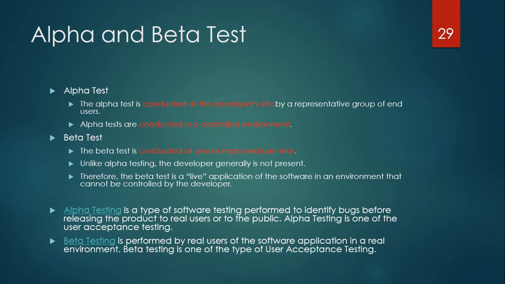Unlike alpha testing, the developer generally is not present. Means during beta testing, the developer will not be present there. Therefore, the beta test is a live application of the system in an environment that cannot be controlled by the developer. Alpha testing is a type of software testing performed to identify bugs before releasing the product to real users or the public. Alpha test is one of the user acceptance testing. Beta testing is performed by real users of the software application in a real environment. Beta testing is one type of user acceptance testing.